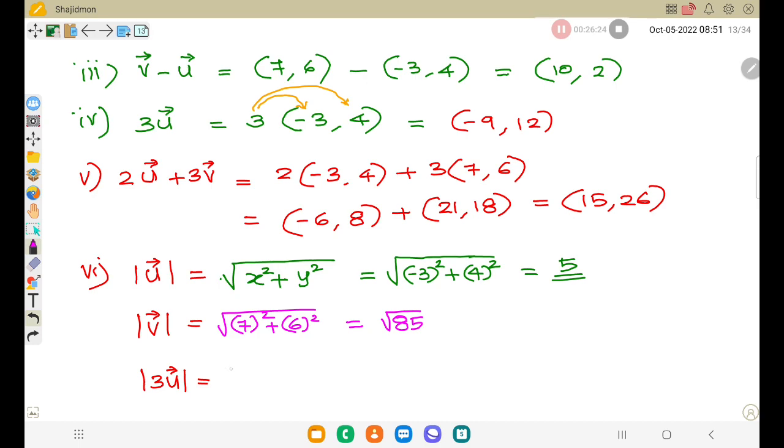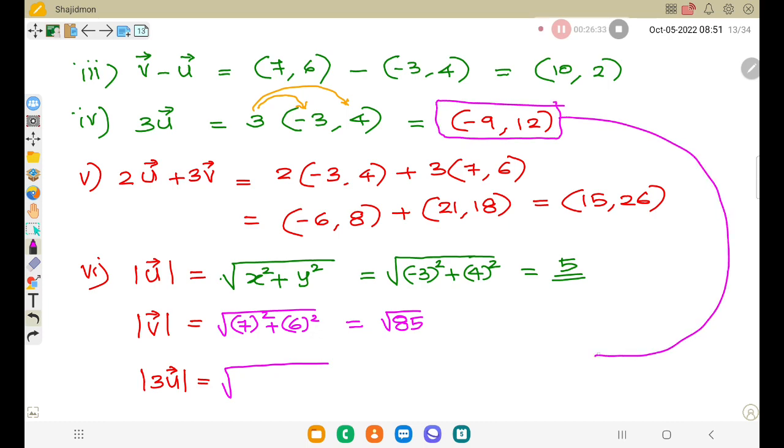Hope you understood. Now the magnitude of 3 times vector u. What is 3 times vector u? It is (-9, 12). So x is -9 power 2 plus y is 12, 12 power 2. That means we get root 225, which equals 15 from the calculator. So this is the magnitude of 3 times vector u. I hope you understood this question.